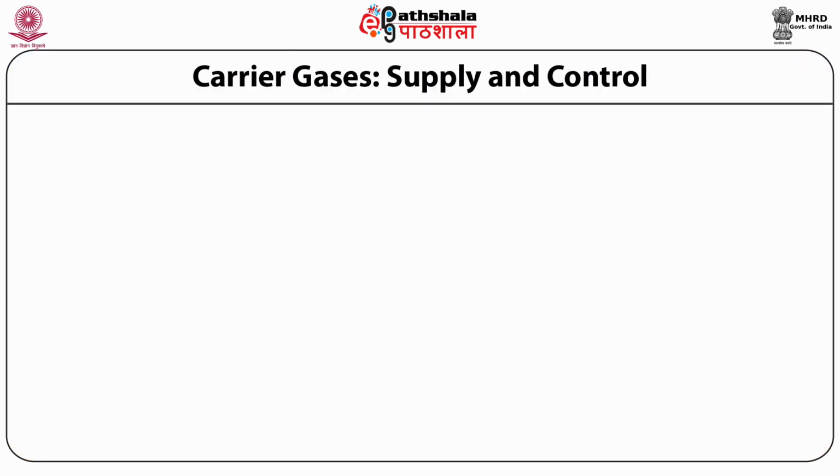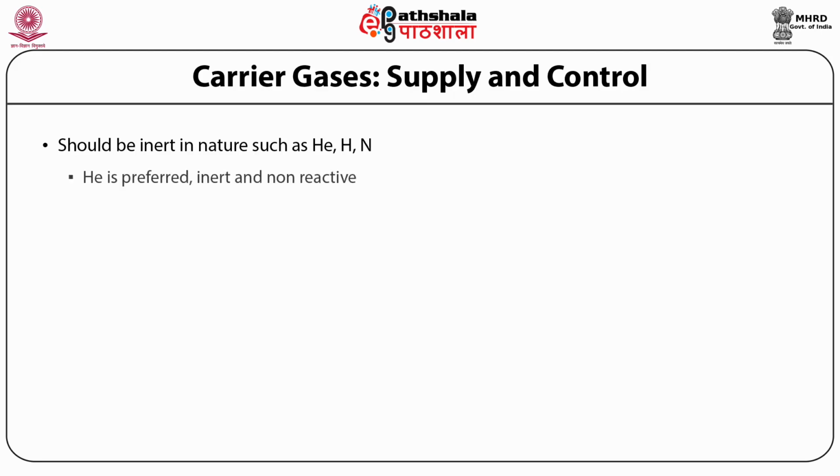Now discussing the individual components, we will first discuss the carrier gas. Carrier gas or the mobile phase is an important component in gas-liquid chromatography. Carrier gas should be inert in nature, such as helium, hydrogen or nitrogen. In 90% of gas chromatograph systems, extremely pure helium is used, as it is inert in nature and non-reactive. However, for better separations, hydrogen is the preferred gas but is avoided due to its explosive nature.